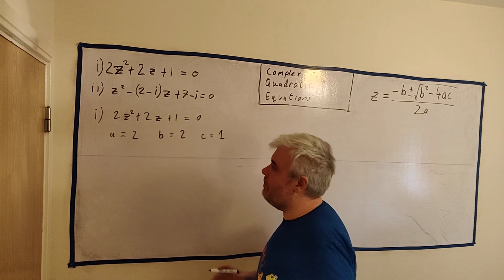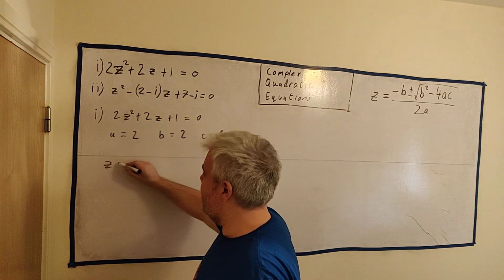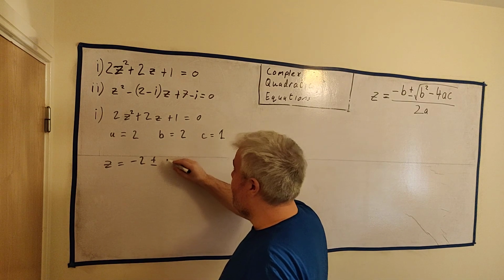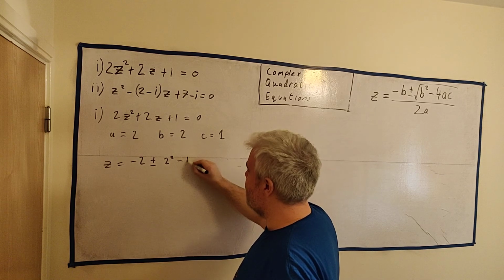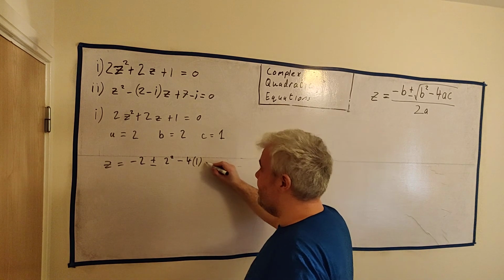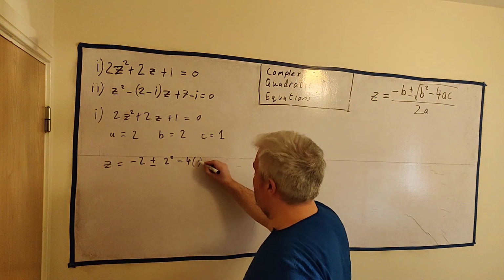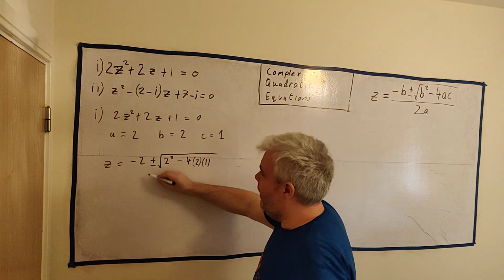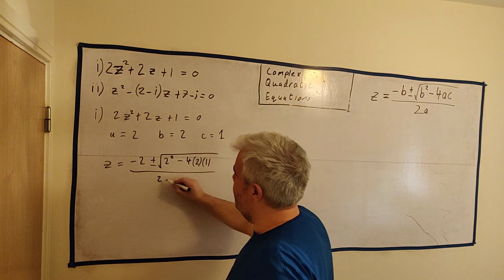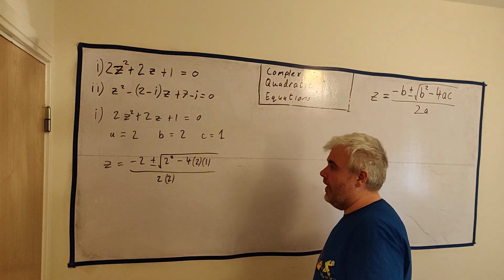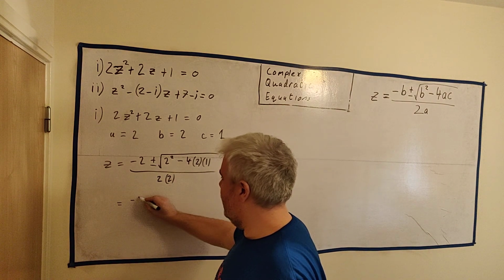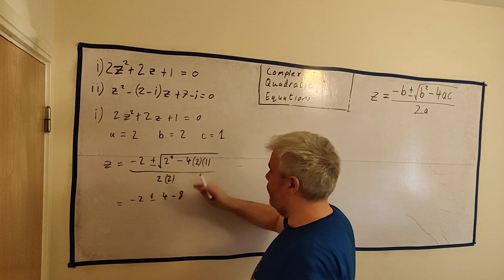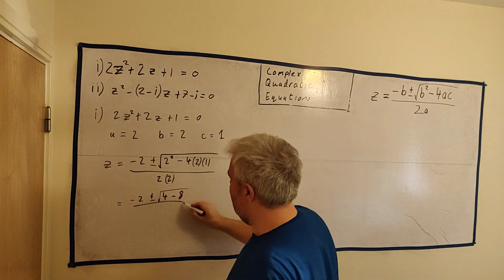Alright, this is just like we've done, so I'll go fast enough. It's z is equal to minus b, which is minus 2, plus or minus the square root of b squared, which is 2 squared, minus 4 times a, which is 2, and c, which is 1. All of this is square root, and it's all divided by 2 times a, which is 2 times 2. Let's just fill everything in and try and clean it up. We'll get minus 2 plus or minus the square root of 4 minus 8, over 4.